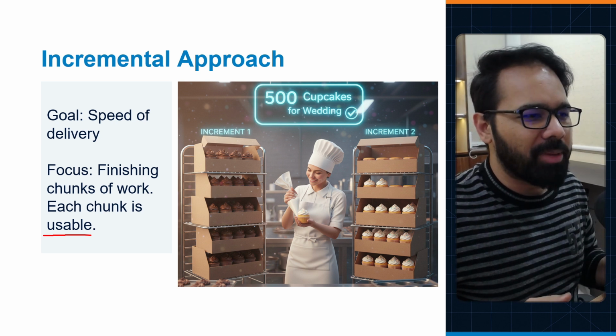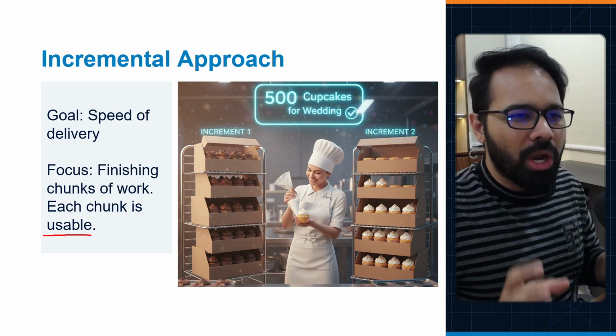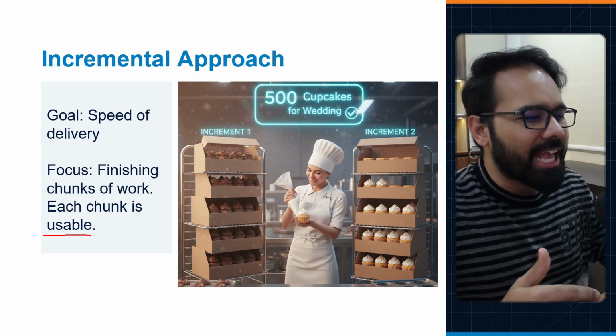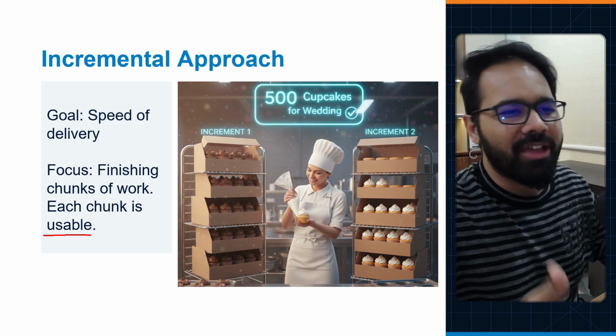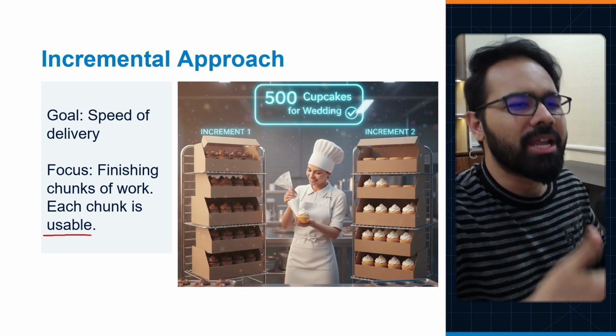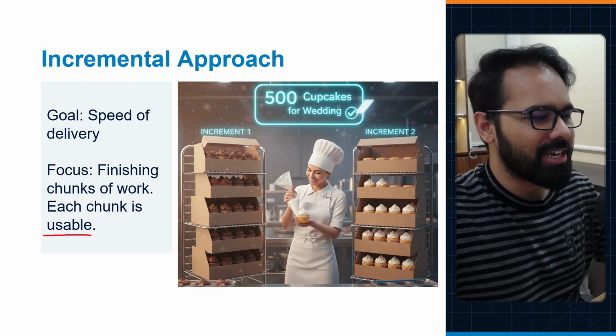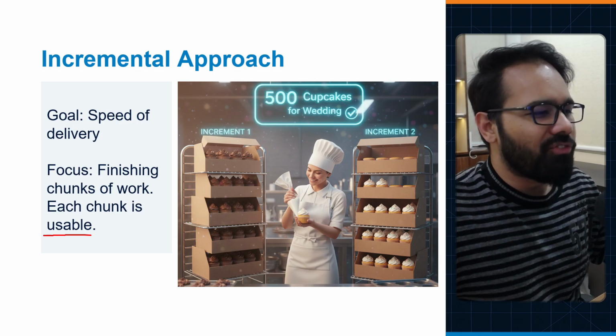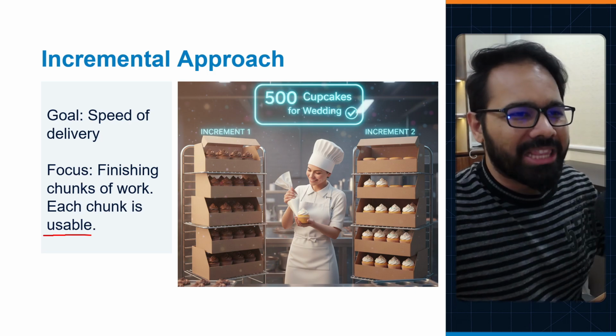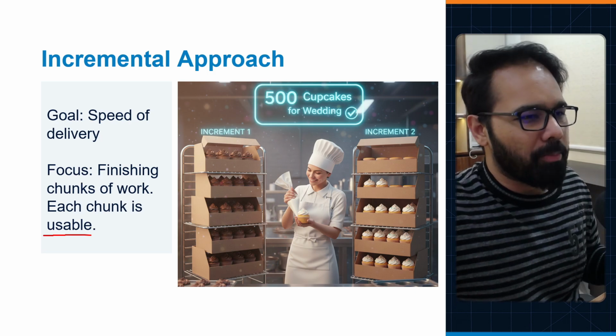So at 5 p.m., the customer has 200 cupcakes and they can expect 100 more to arrive as time goes on. And then 100 more after that, and then finally 100 more after that, which finishes the 500 cupcakes order. So that's the incremental approach for you.